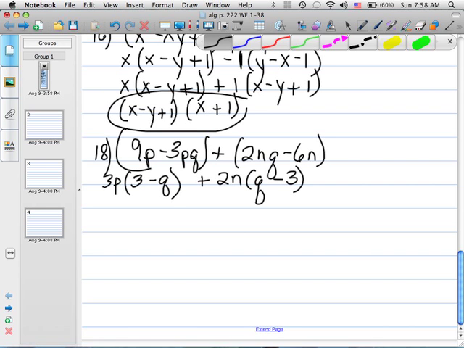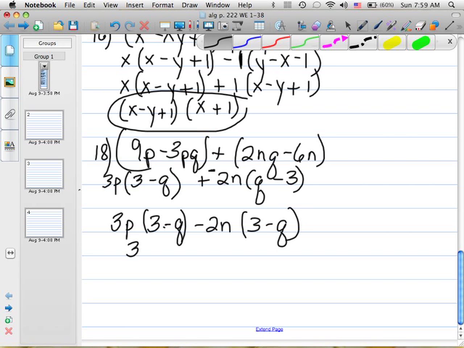However, they're exact opposite signs, so we'll take out a negative here. So we have negative 1. We'll take out 3p times 3 minus q. The negative 1 times the positive 2 would be negative 2n. We can turn this one around to make it look like the first one now, 3 minus q. So our common factor is 3 minus q, and it was first used with 3p and then minus 2n.